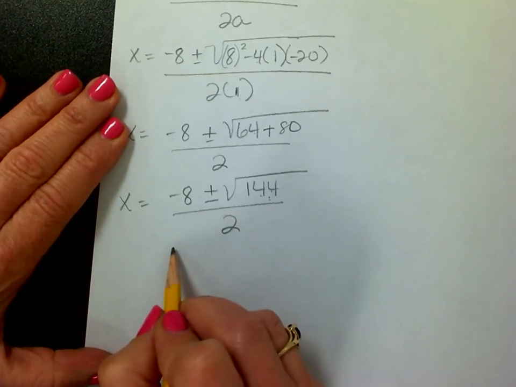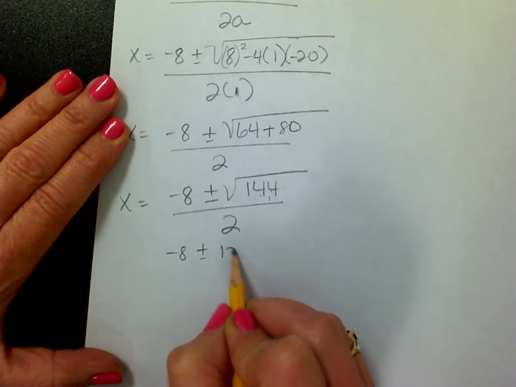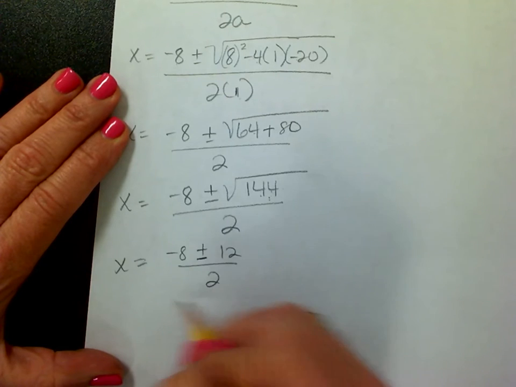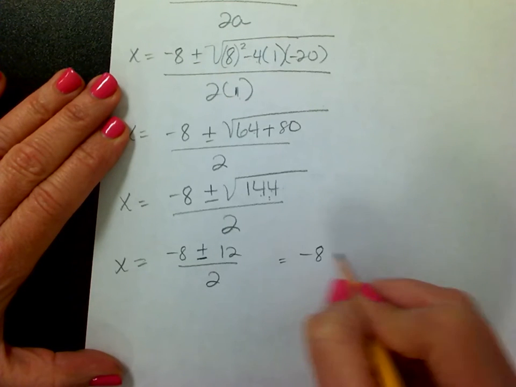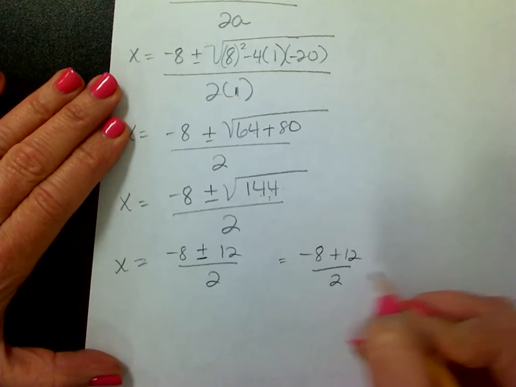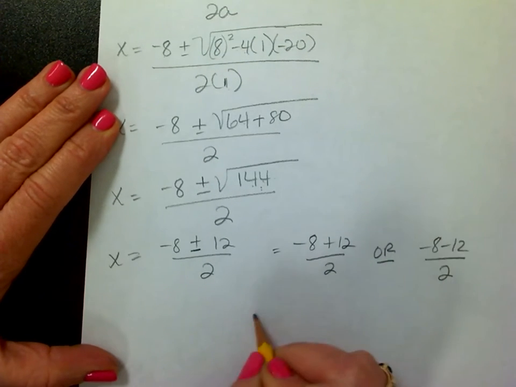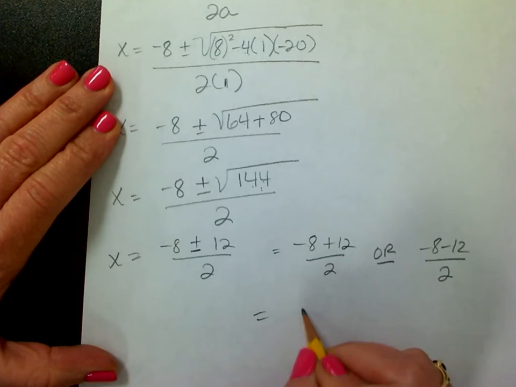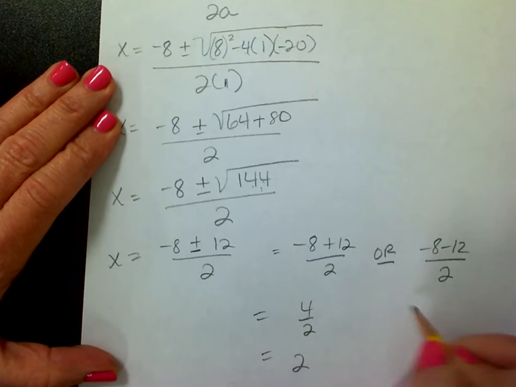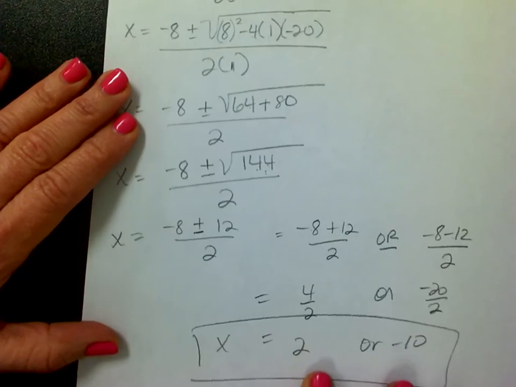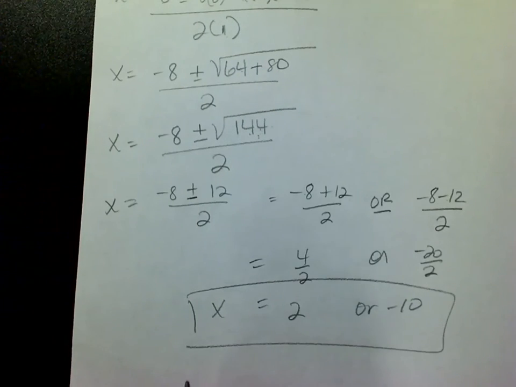All right, so now we have negative 8 plus or minus 12 divided by 2. This is where now you split this into two equations. You have negative 8 plus 12 divided by 2, or negative 8 minus 12 divided by 2. So negative 8 plus 12 is 4 divided by 2, which is going to be 2. Or negative 8 minus 12 is negative 20 divided by 2, which is a negative 10. So your x in this situation, your roots, are 2 and negative 10.